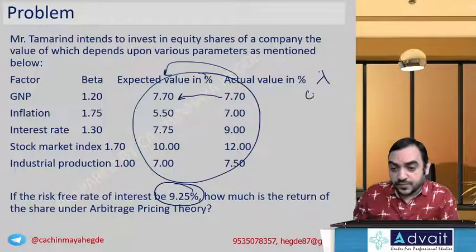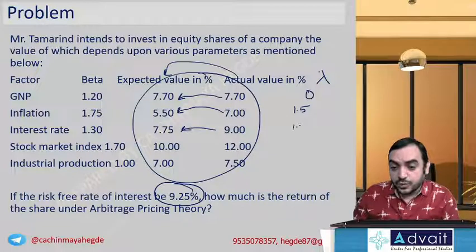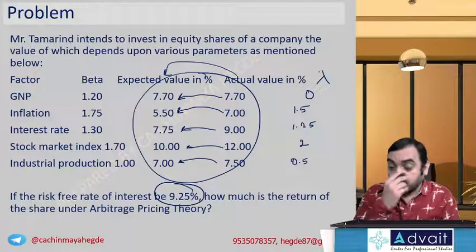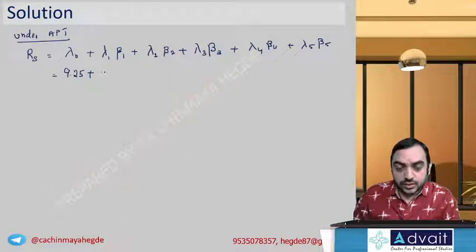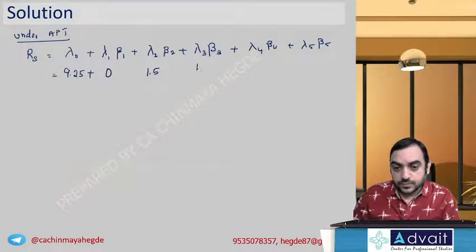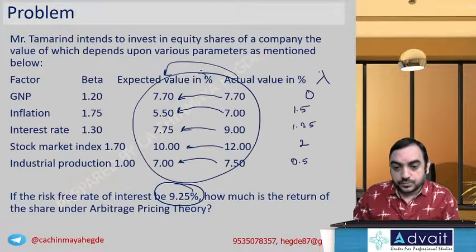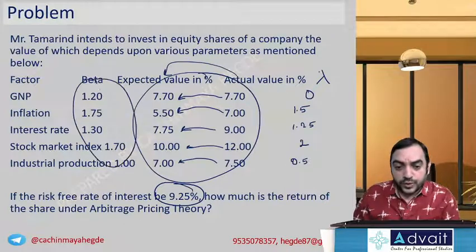7.7 minus 7.7, 0. 7 minus 5.5, 1.5. Actual value minus expected value is the factor premium. 9 minus 7.75, 1.25. 12 minus 10, 2. 7.5 minus 7, 0.5. It can be negative also sometimes. So 0, 1.5, 1.25, 2 and 0.5. These are all lambdas. Beta values are also given already in the problem: 1.2, 1.75, 1.3, 1.71.